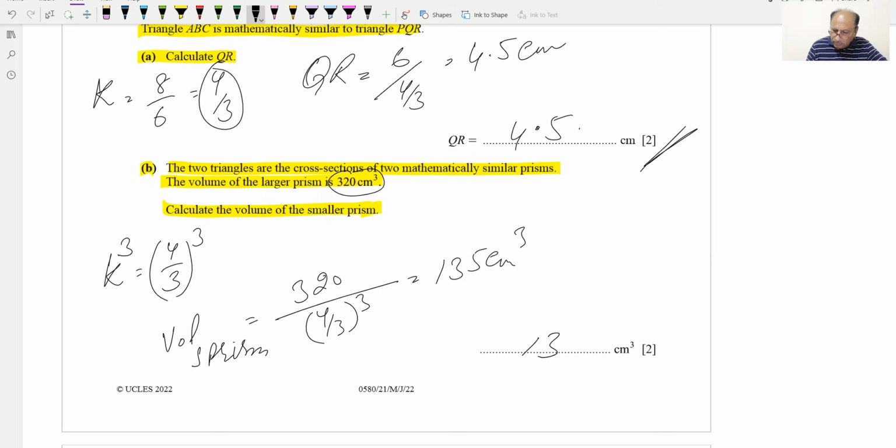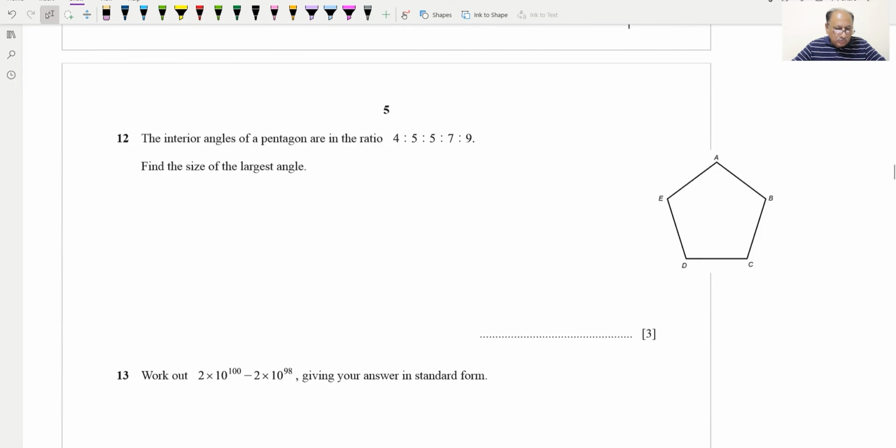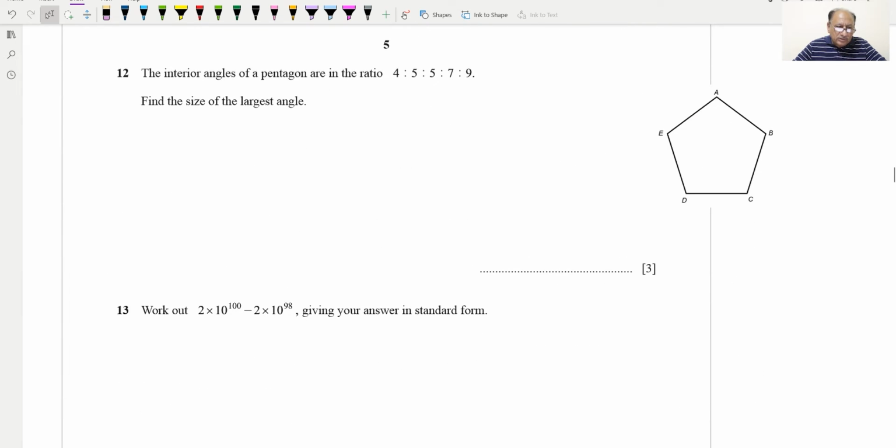So 135 centimeter cube is the answer for this one, for 2 marks. Now this is question number 12. The interior angles of the pentagon are in the ratio given. Find the size of the largest angle. The largest angle will have the largest share, which is 9.